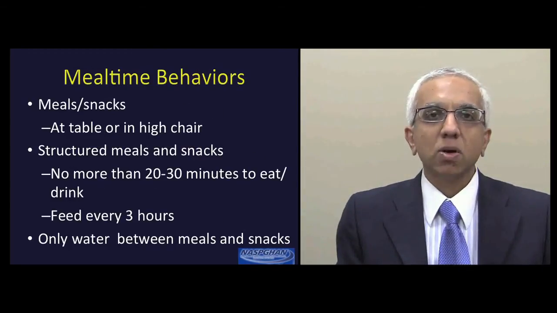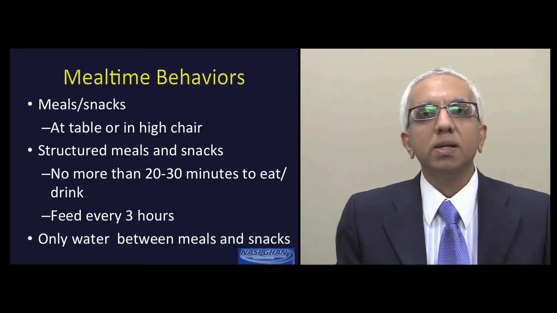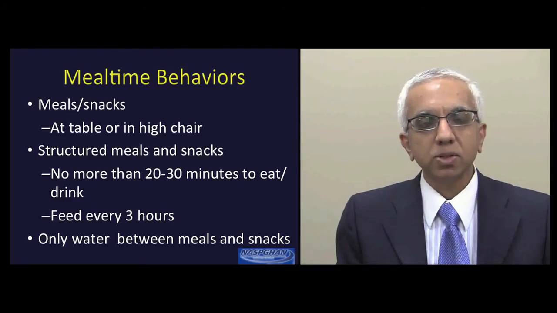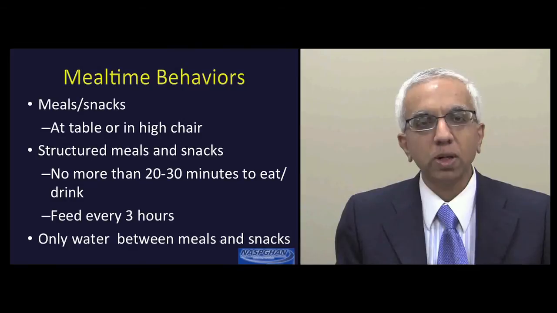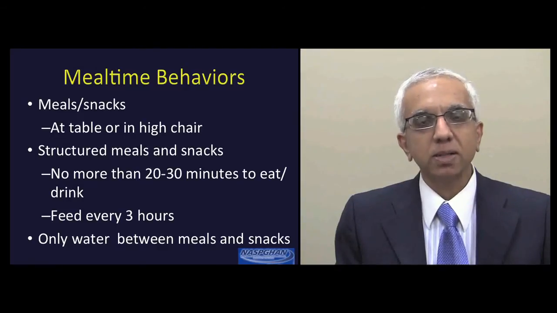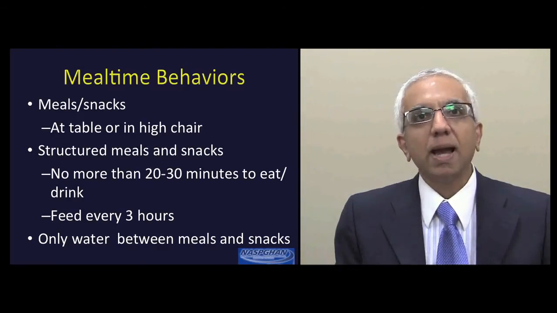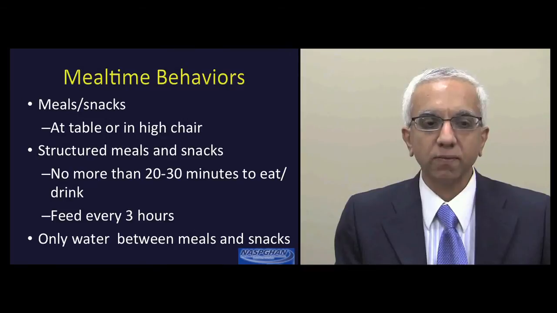Mealtime behaviors. All meals and snacks should be at the table or in the high chair. It is pertinent to note that the family should be asked where the child eats. Some families are so poor that they cannot afford a high chair and the child just eats in a corner on a plate or on some newspaper. This can still be the child's place to eat, and everything can be done in that location, even if a high chair is not available.